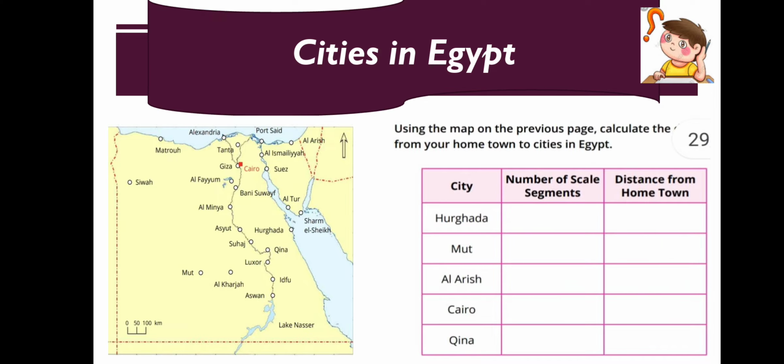In this activity, we have a table. The first column is city, the second is number of scale segments, the third is distance from hometown. We calculate the distance between our hometown and Hurghada by using the scale of the map. On this map, the scale is divided into segments. Every segment equals 50 kilometers.